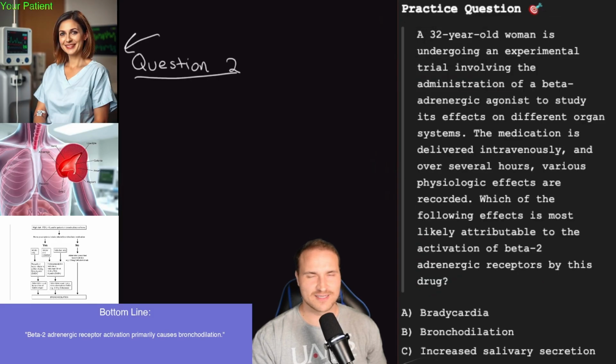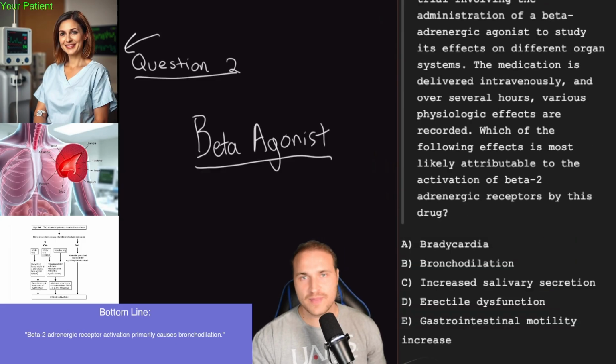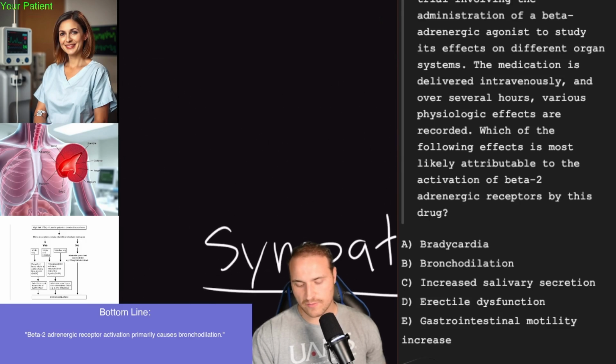Good question. I think so too. Here are the potential answers, but I want to give us the lay of the land. What's all this talk about the beta agonists? Well, beta-adrenergic receptors are part of the sympathetic, or the fight or flight system, and there are two major types that you need to know for step one. It's the beta-1s and the beta-2s. This question's asking about the beta-2s, but it's important to also know the beta-1s really quickly.